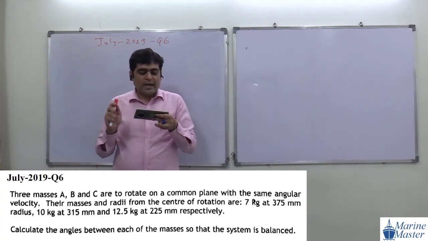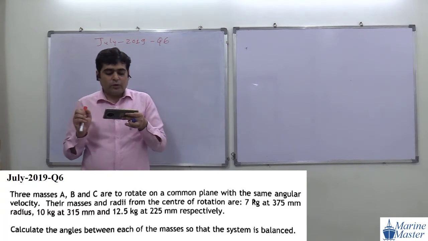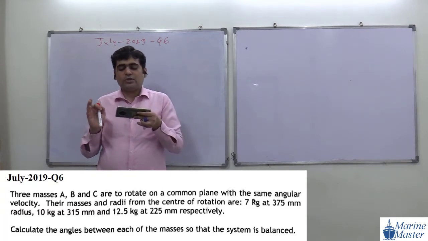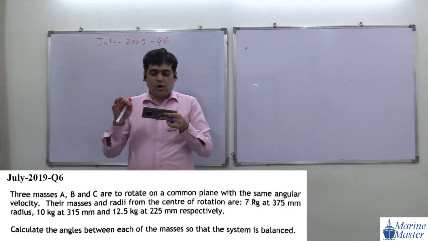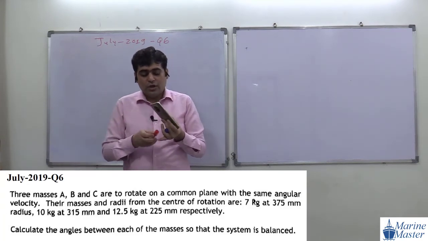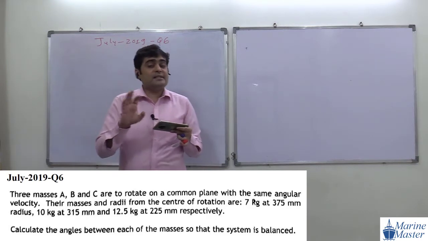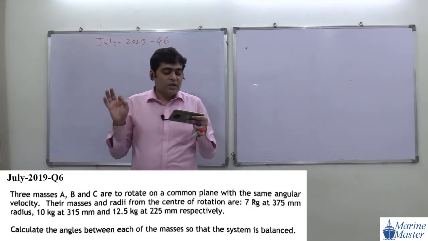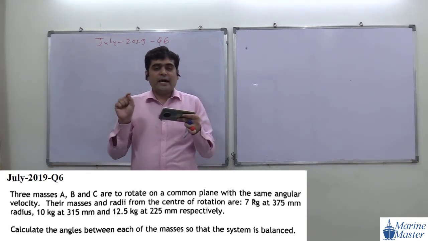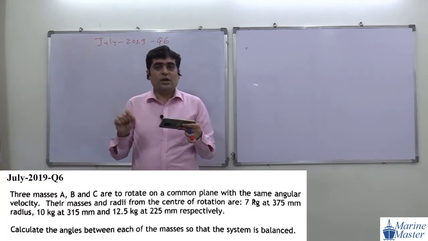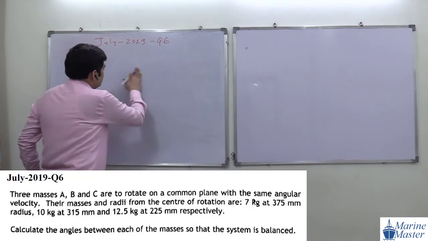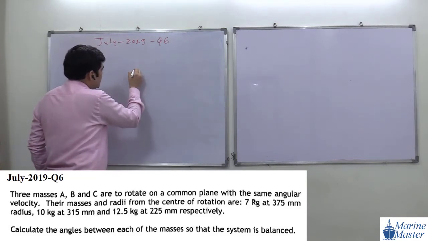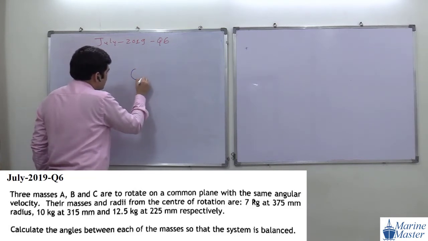Now what they are asking in this question: calculate the angle between each of the masses so that the system is balanced. So we have three masses attached on the same common plane. About the angles between the masses they are not given anything, just that we have three masses. So let us try to see the scenario. This is mass A.